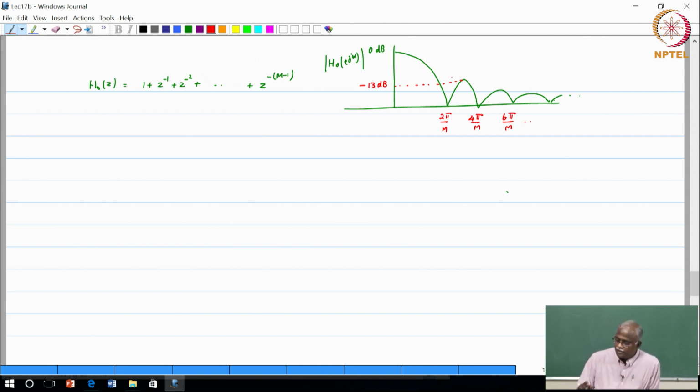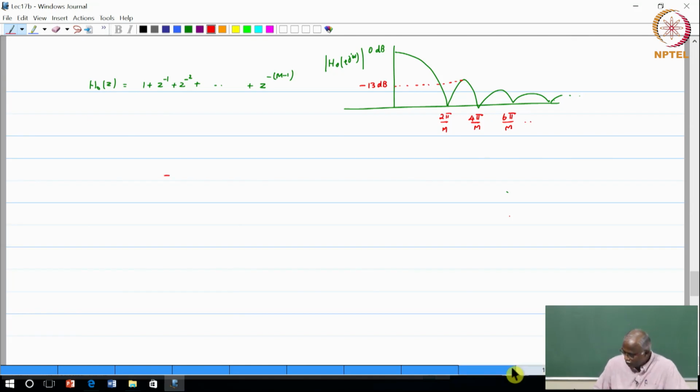Basically if you think of this as a low pass filter, it has the behavior of a low pass filter because it allows the low frequency components and suppresses the high frequency components, but it is not a very good low pass filter because the attenuation of the unwanted components with respect to the signals that are passed through is not very significant. You would typically like to have 40 dB or 60 dB difference between the signals that are passed and the signals that are stopped. In this case it is only 13 dB, but it does not matter. This is the rectangular filter. So this is what h naught of z is.